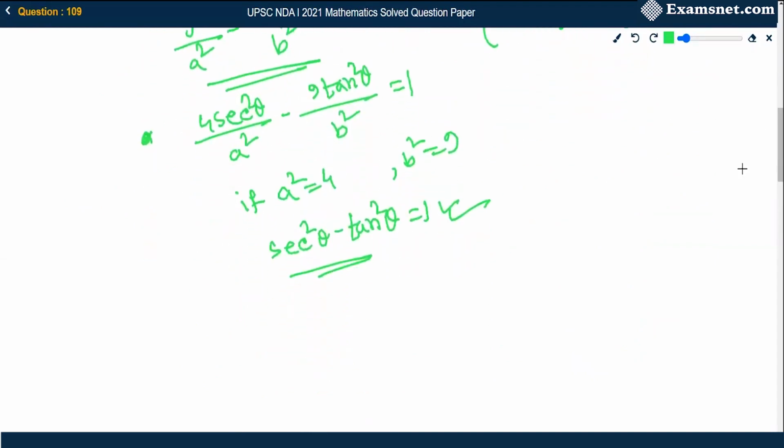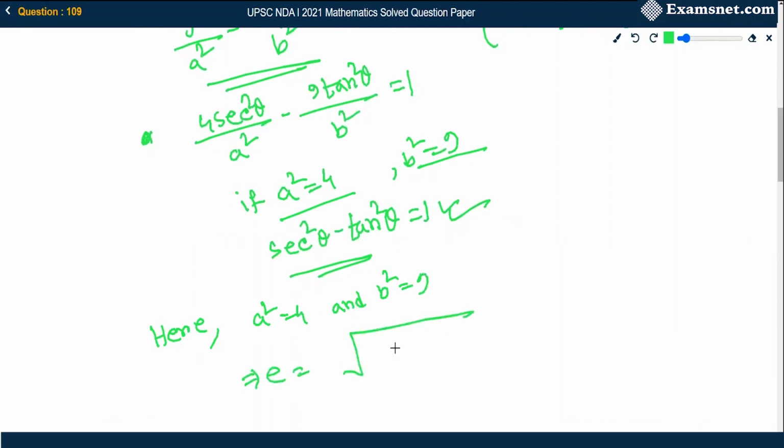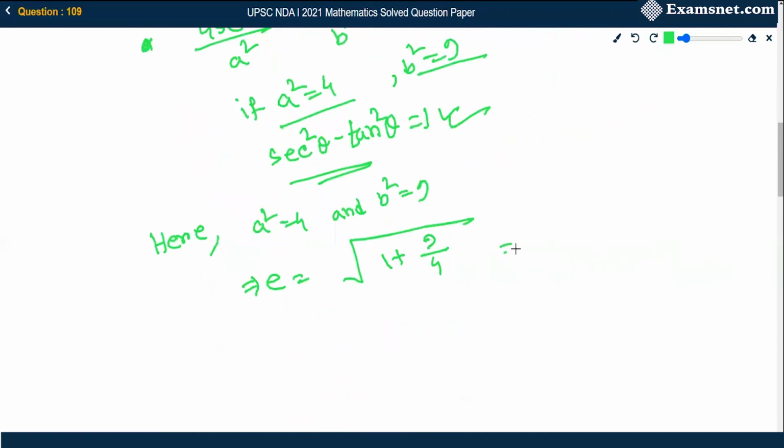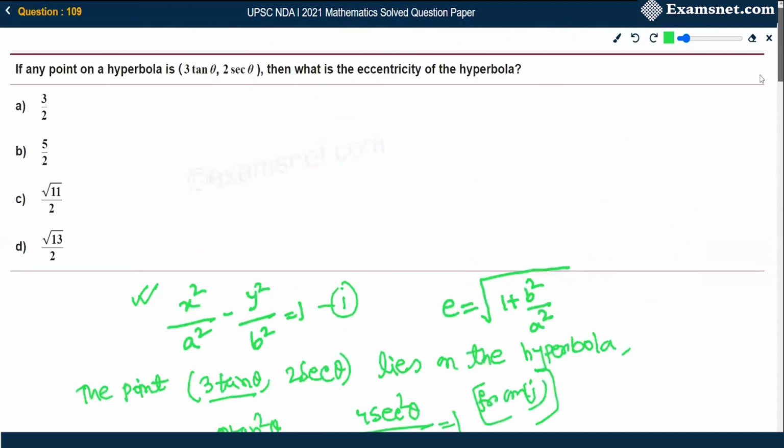So here we have got the value for a square and b square. So now remember here a square equals to 4 and b square equals to 9. Therefore, e equals to root under 1 plus b square by a square, so root under 1 plus 9 by 4, that is root under 13 by 4. So it becomes root 13 by 2. Okay, let's check the options. Option D is the correct answer.